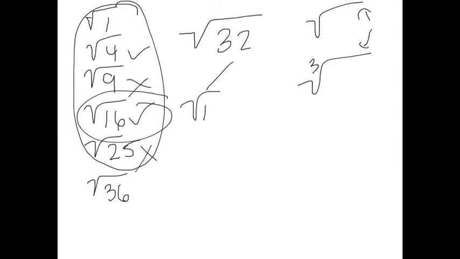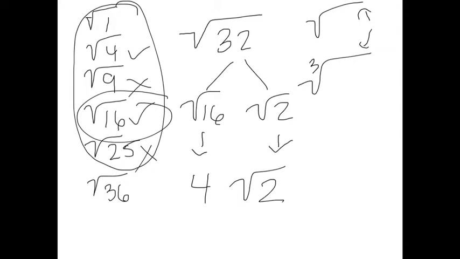So in this case, I have the square root of 16 and the square root of 2, which multiply together to give me 32. Even though 2 is not a perfect square, 16 is, and it's the largest one that divides into 32. The square root of 16 gives me 4, and the square root of 2 is just going to stay as the square root of 2. So the square root of 32 is going to equal 4 rad 2.